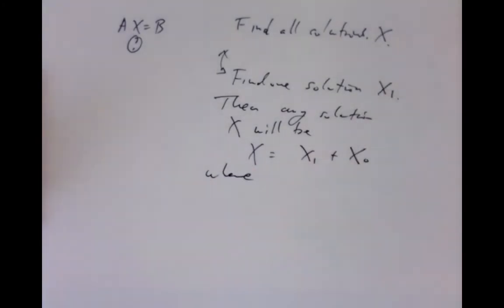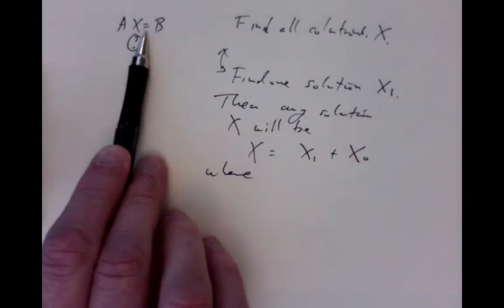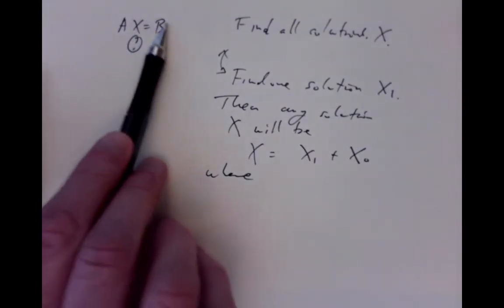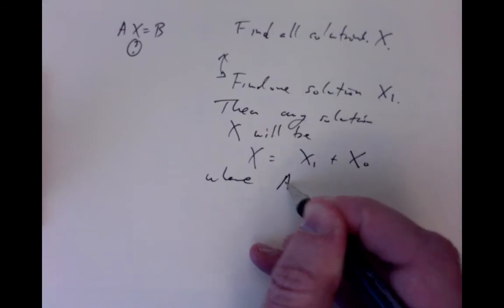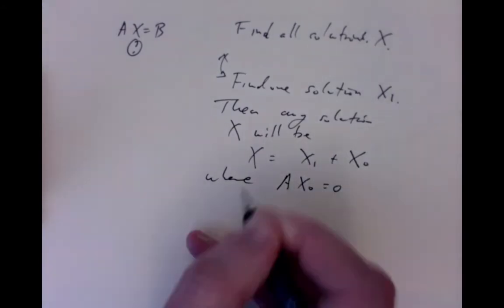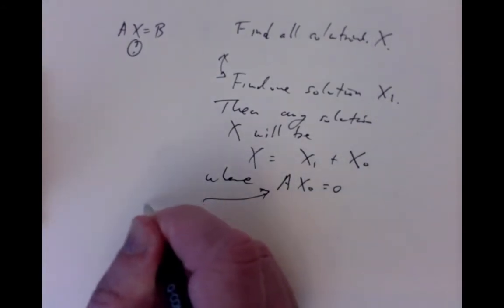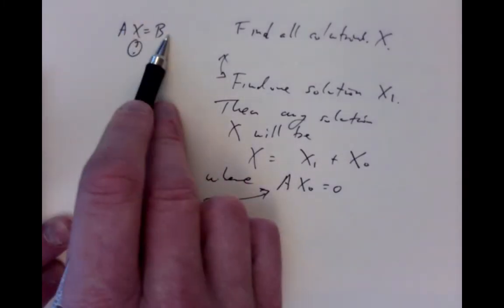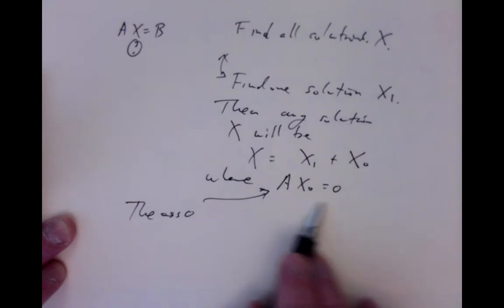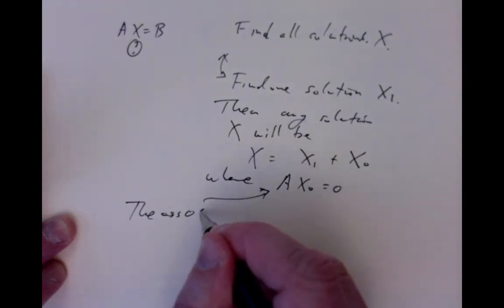If X1 satisfies this equation and X satisfies this equation, the difference between the two will give a difference between the B's, so that A x0 equals 0. We call this the associated homogeneous equation. So given the original equation AX equals B, the associated homogeneous equation is AX equals 0.